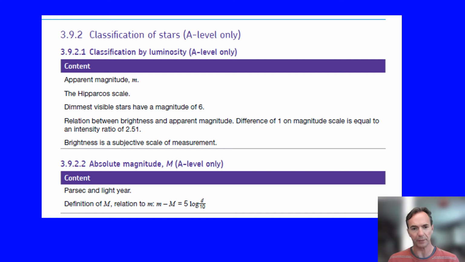And I've already been over n minus m equals 5 log d over 10. So I've done that. Go back and look at that. I'll do a little bit of recap, but this is generally dealing with distance scales. It says parsec and light year here, but I'm also going to include astronomical unit as well, which has featured in some of the past exams.